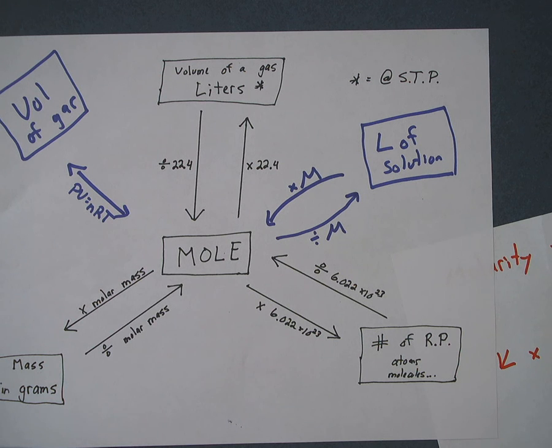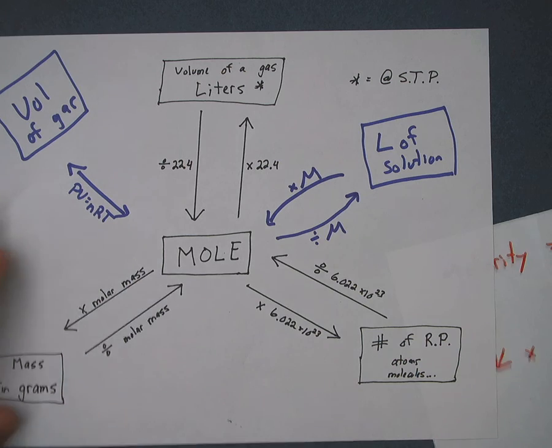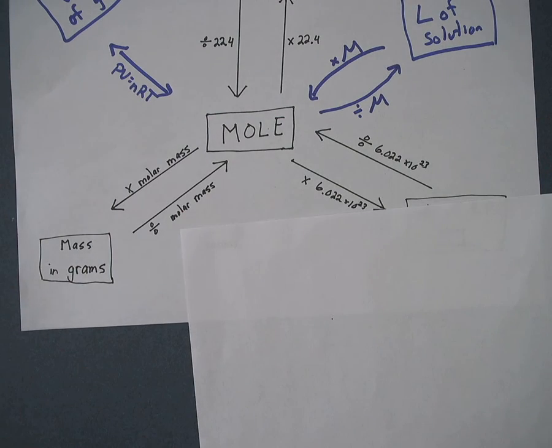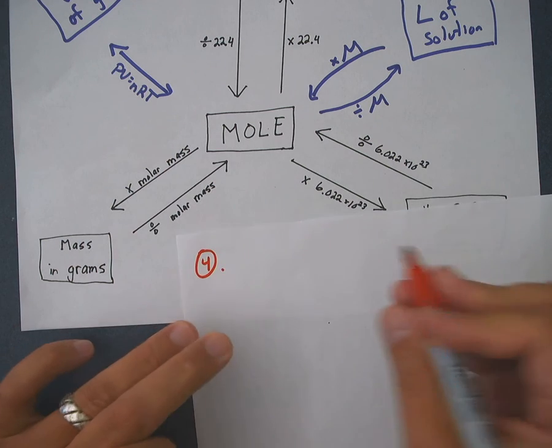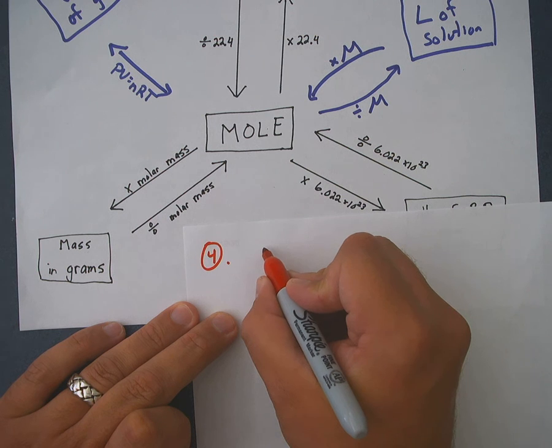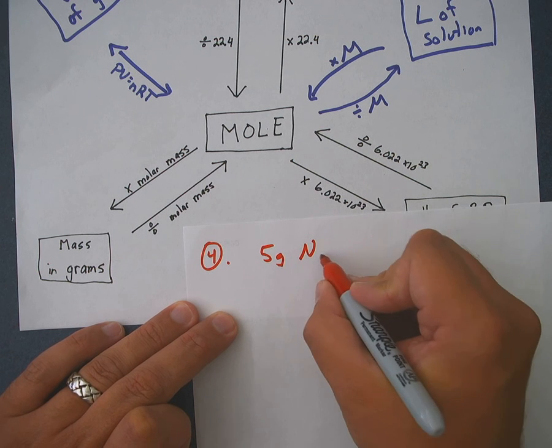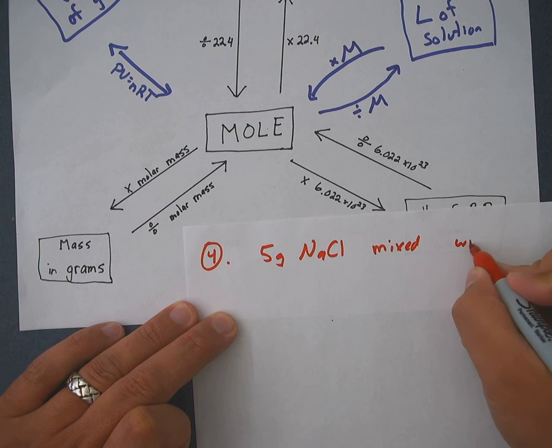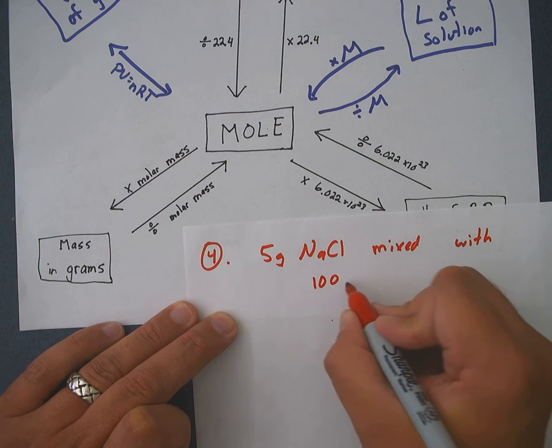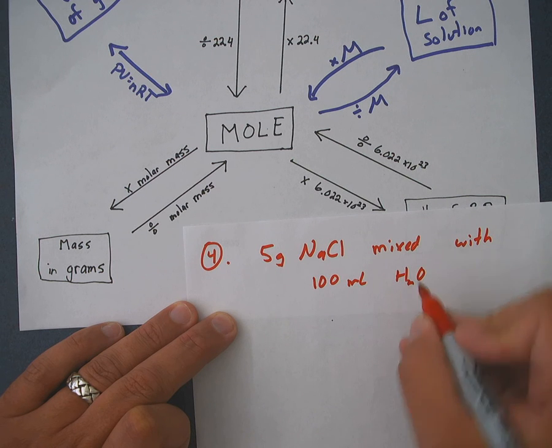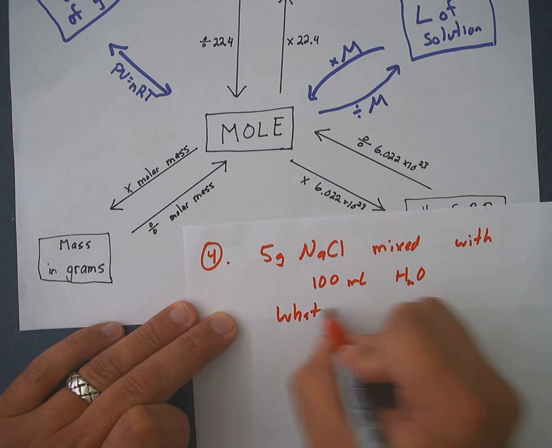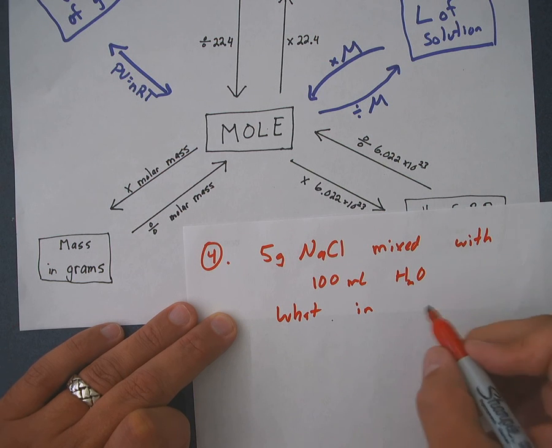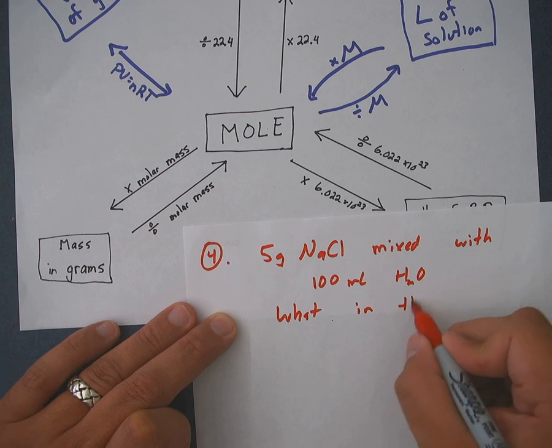Okay. So we can now use this for one last practice problem today. So let's do number 4, our fourth and final practice problem, right? Let's say we took 5 grams of NaCl and we mixed it with 100 milliliters of water. The question is, what is the molarity?